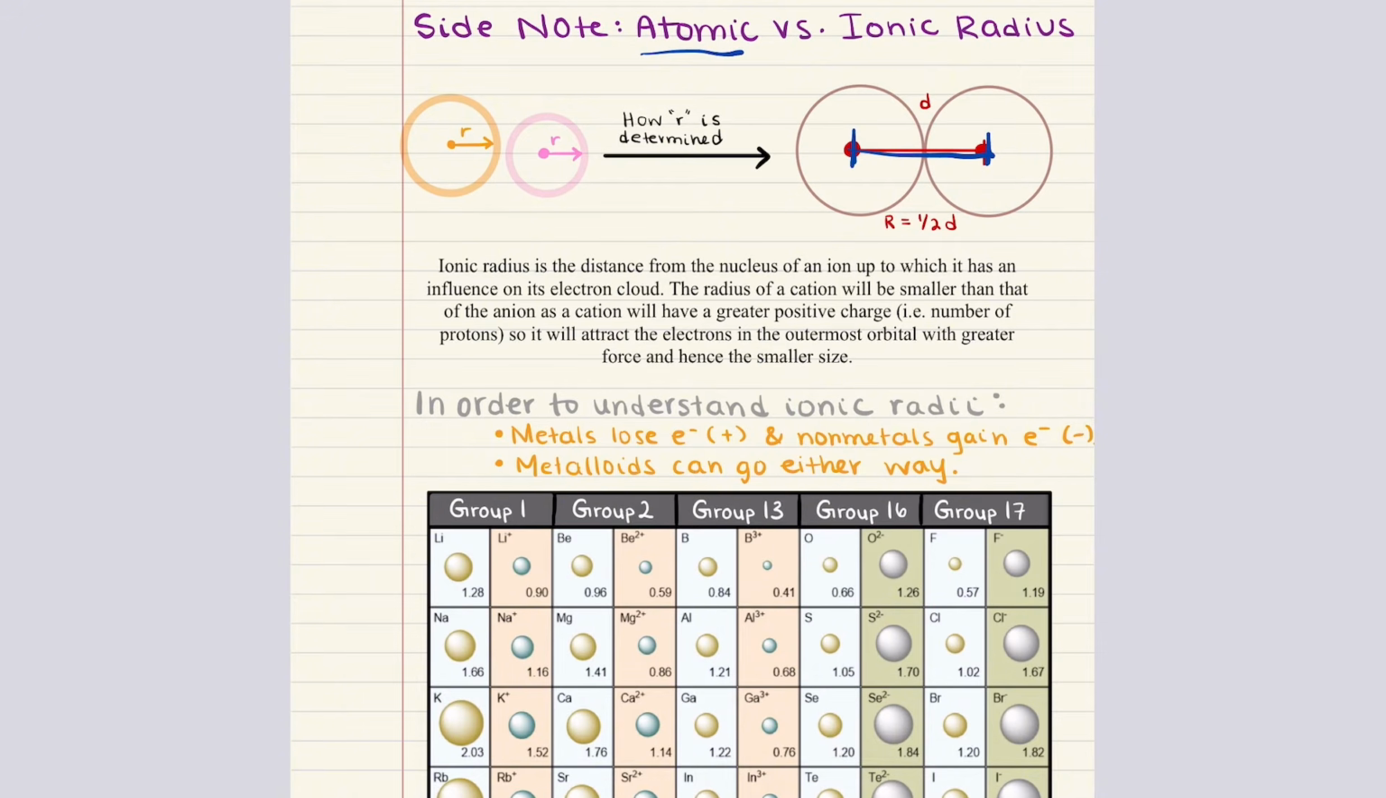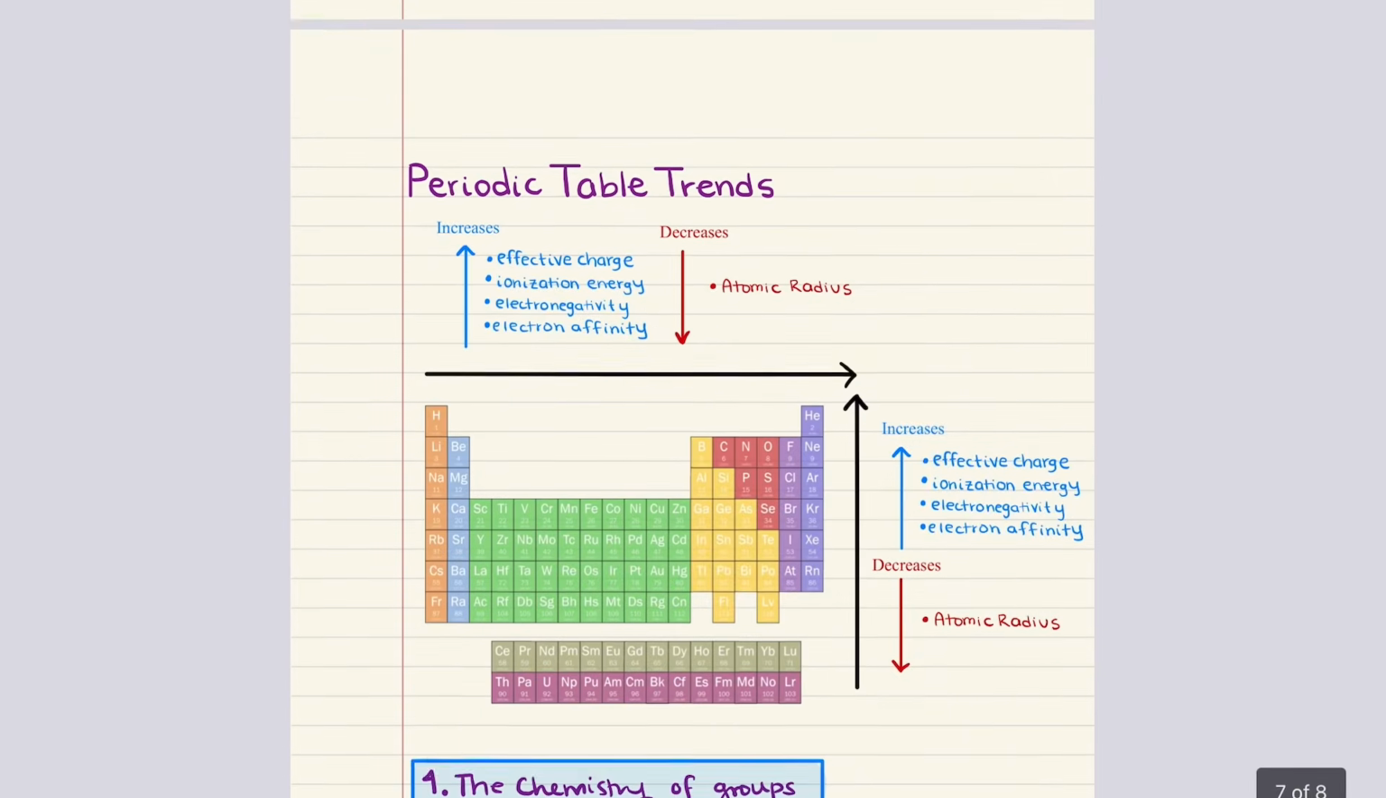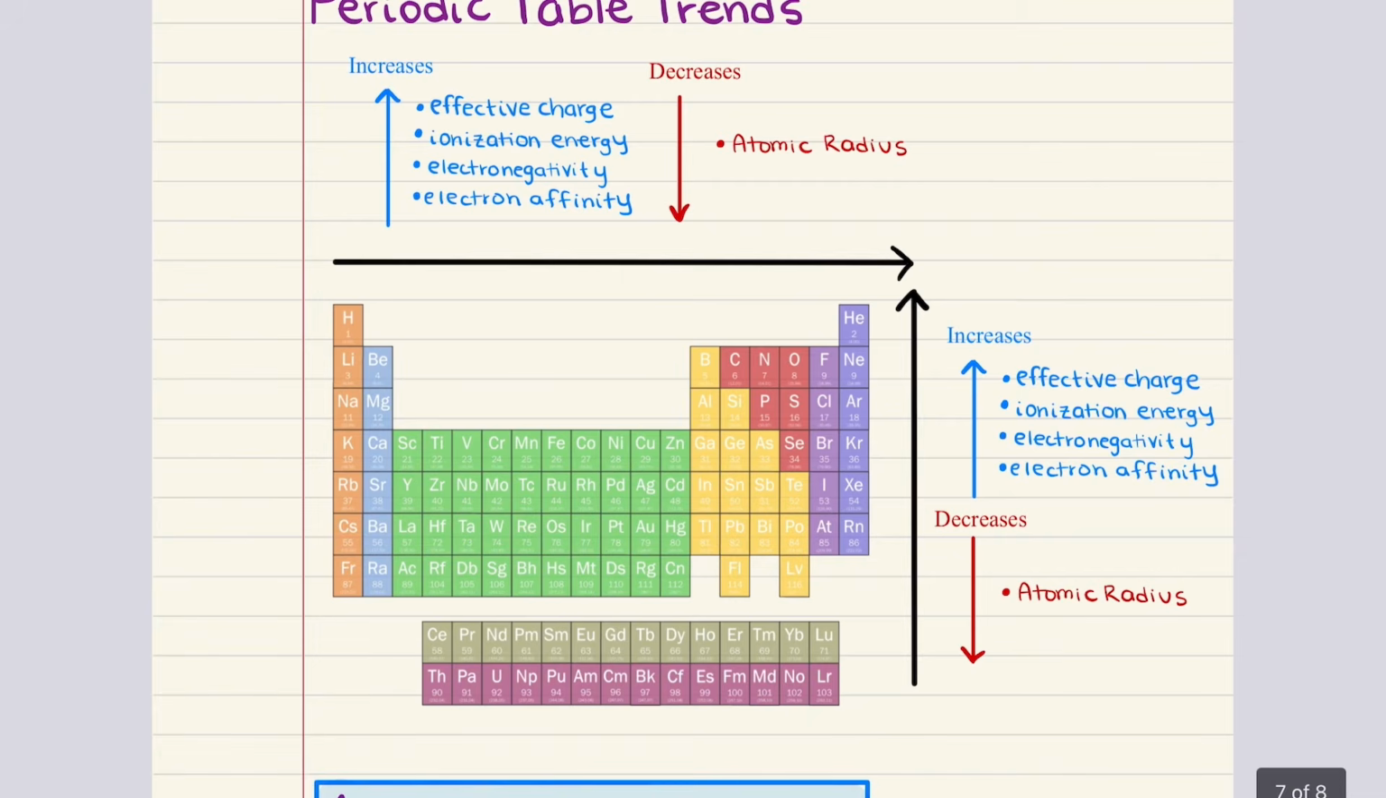But as for a definition, it describes the size of an atom, and it's defined as the average distance from the center of the nucleus to the outermost boundary of the electron cloud. Now, what we want to do next is discuss what the trends in atomic radius are on the periodic table. So we're going to scroll down to our periodic table. What is the trend for atomic radius moving from left to right? As you move from left to right across a period, the atomic radius decreases.